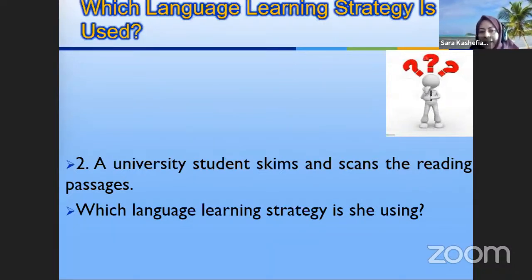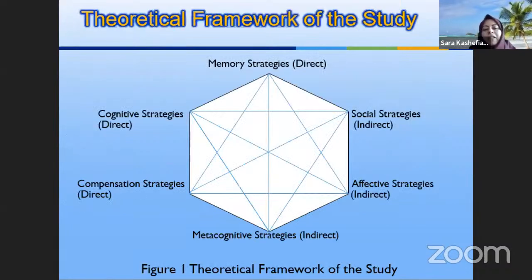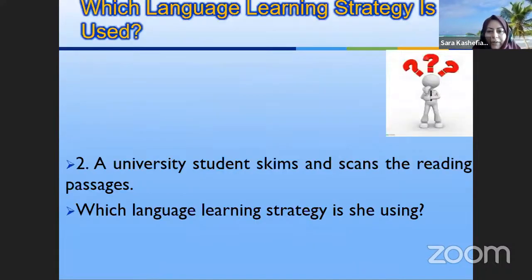Okay. So a university student uses these strategies. He skims, he scans the reading passage. So from these strategies, let me bring them to you. Which language learning strategy is he using? Any idea? Maybe you can write it to me. Actually, it is among which strategies? Direct strategies, but which of them? Which one? Which of the direct strategies? Very good. Excellent. Thank you, Mr. David. Cognitive strategies. Yes, that's it. So, cognitive strategies.